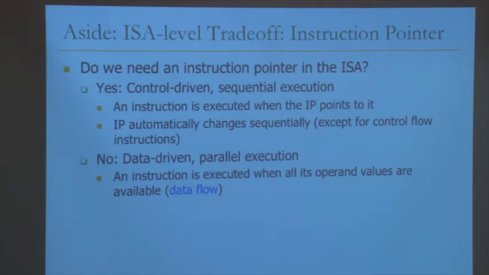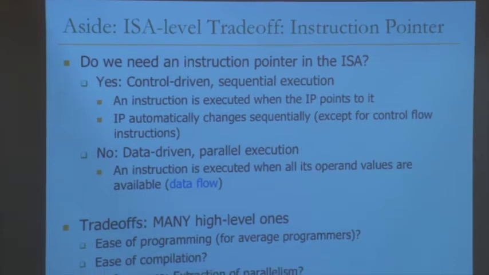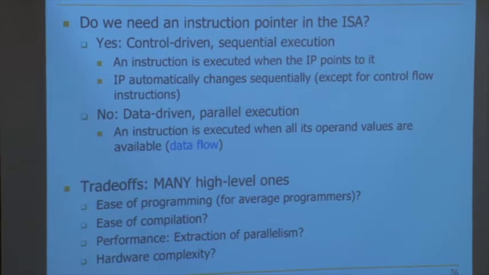Data flow. And you've already seen a very good example of data flow at the ISA level. Remember, what does it mean at the ISA level? Instructions are specified to be data flow, no program counter. There are many, many high-level trade-offs related to this. I'm not going to cover all of them, but we've already discussed one of them. Ease of programming, for example, for average programmers. Many of you said that it's much more natural for you to do the sequential execution. And that becomes very, very important, especially when you're debugging the program.